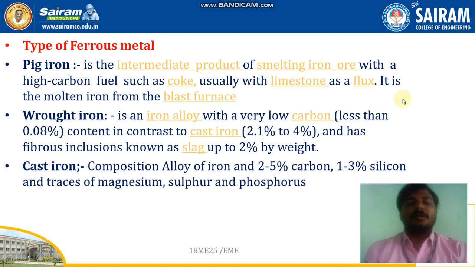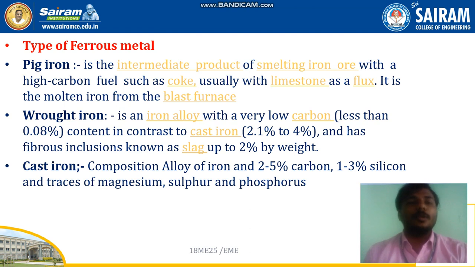So welcome back. In the last topic, we were discussing the types of metals. Then we discussed the further classification of metals into ferrous metals and non-ferrous metals. Ferrous metals contain iron content, whereas non-ferrous metals do not contain iron, like aluminum, brass, or copper. So these are some examples of non-ferrous metals.